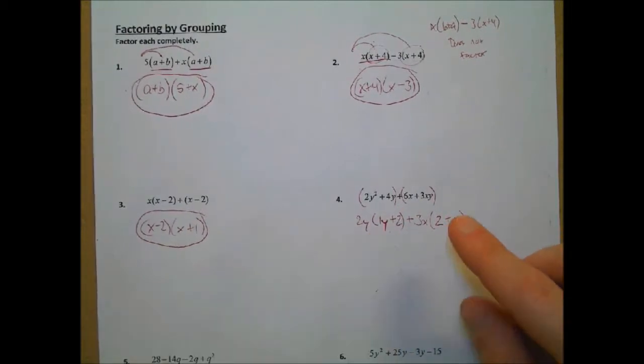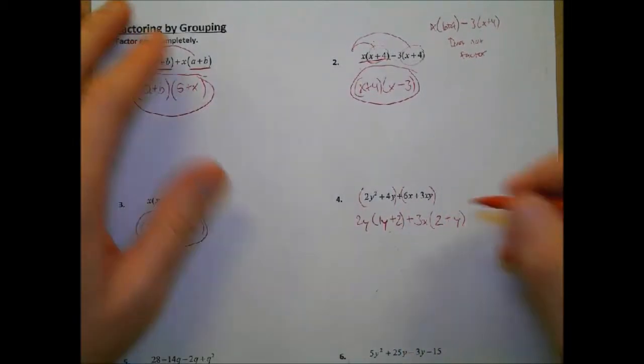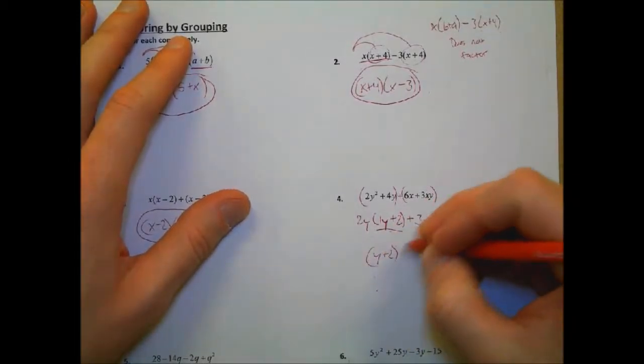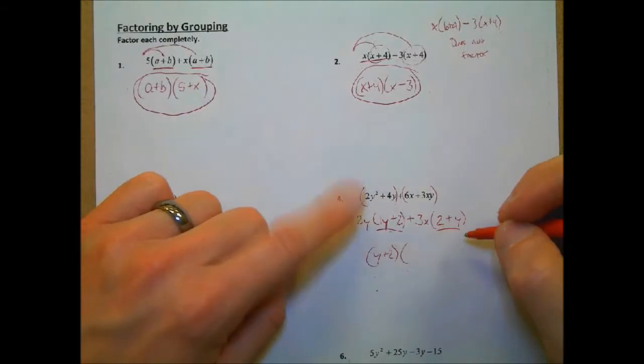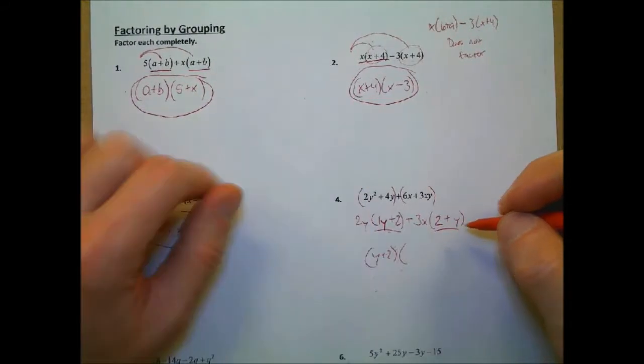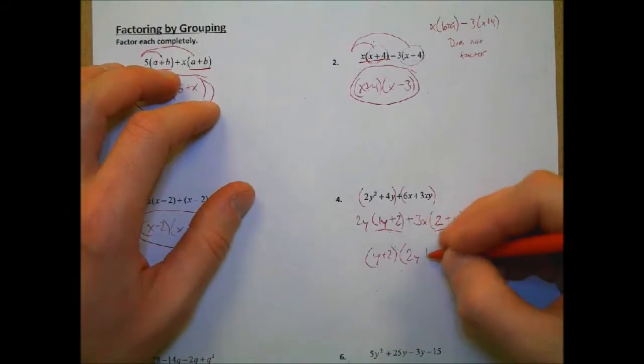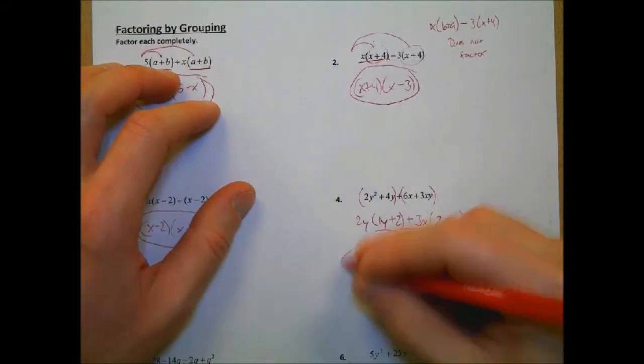Okay, so Matt, do you want to do that for us too? So we can take out this y plus 2 from each. And then Matt, what will be left behind from here if I take out the y plus 2? 2y, and then what will be left from here? What will be left here? 3x. Okay, and then that is fully factored.